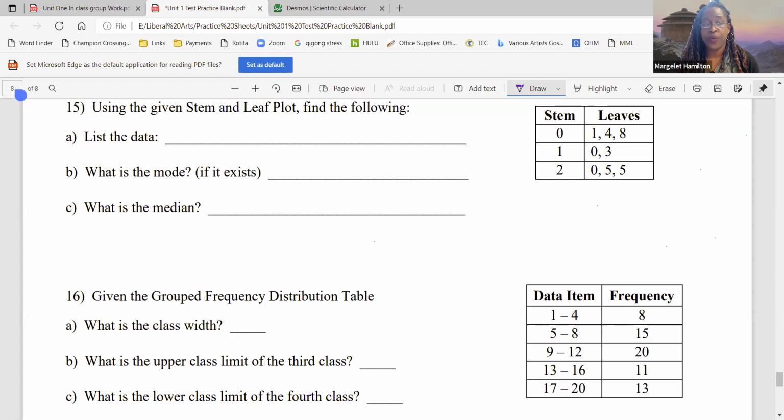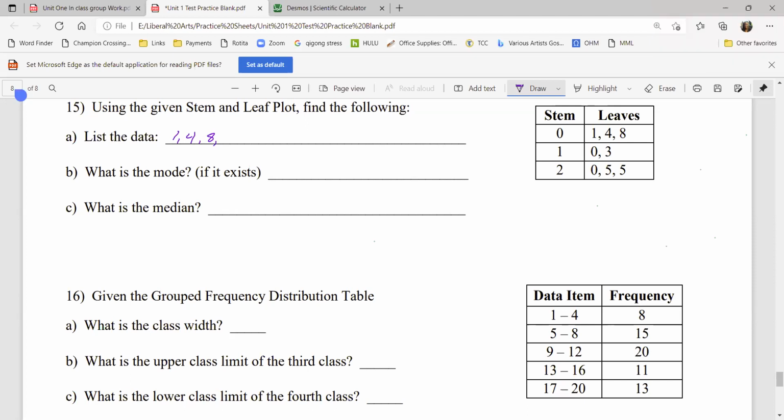All right. So if we wanted to list our data here, give me my first row of data. What would it be? 1, 4, and 8. Okay, 1, 4, and 8. Because our stem is a 0, that means that there's no tens place. So we just talk about the number 1, the number 4, and number 8. Give me the second row.